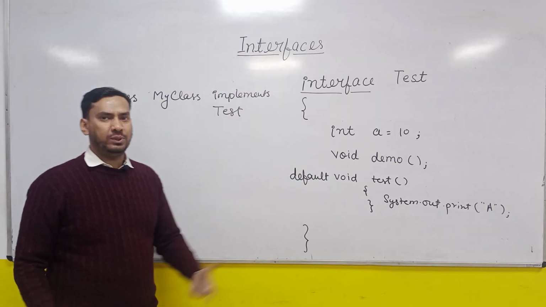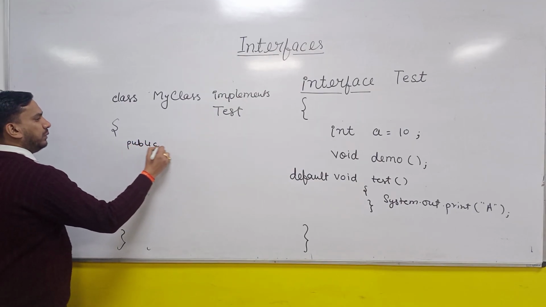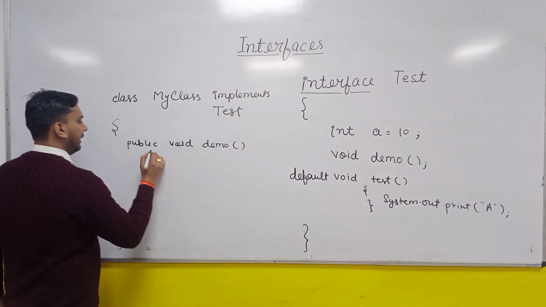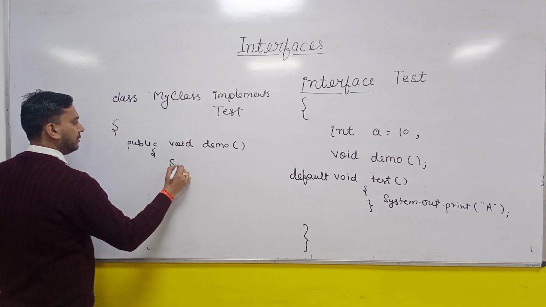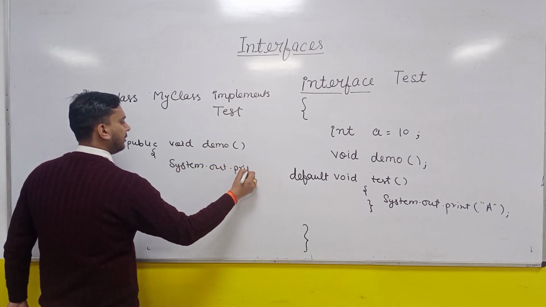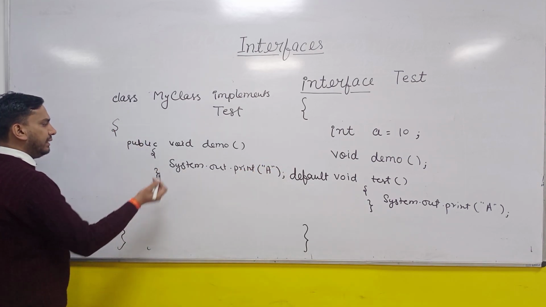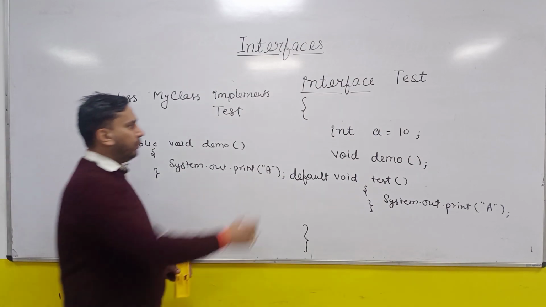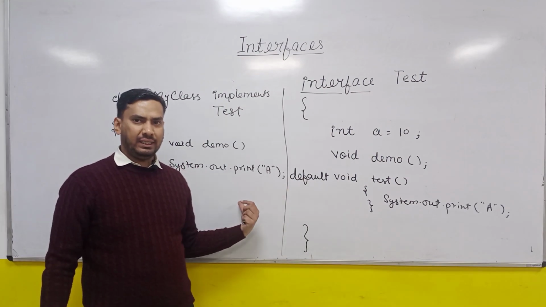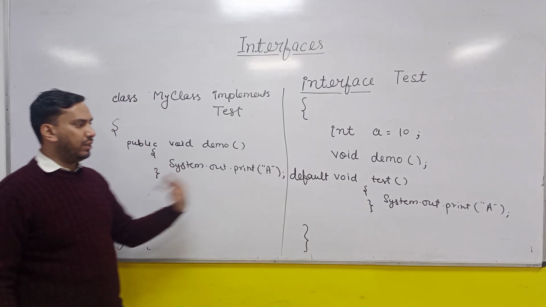An abstract method is compulsory to be overridden. So I will have to override this method, public void demo, and I will be writing here something, and then I want to override this test method. This is optional. The default method is inherited here. If you want to use it directly, you will get this version. If you want to override this, how will you override?